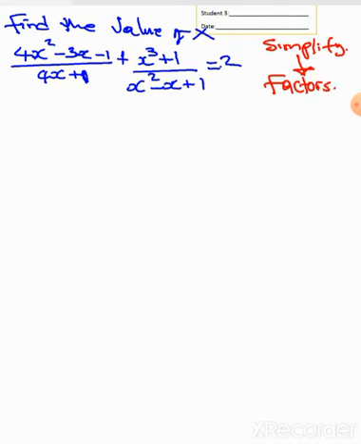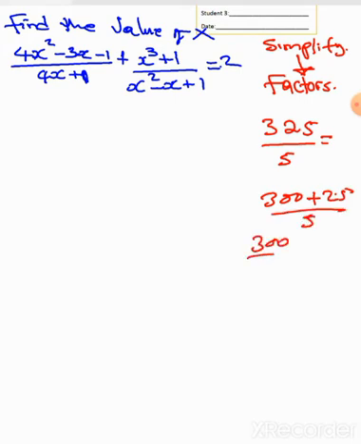Same as if they give you a complicated question to say 325 divided by 5, to make it simple, you can actually factor. You can see a 25 there, you can see a 300 there. So it's actually 300 divided by 5 plus 25 divided by 5. That's what it means, 300 plus 25 divided by 5, which you can simplify to 300 divided by 5 plus 25 divided by 5. You are making it simple. Okay, but going back to our question, let's go back to our question.